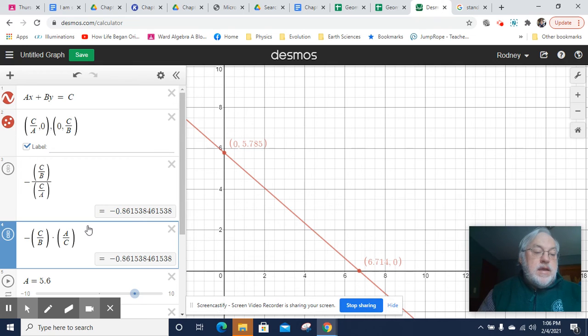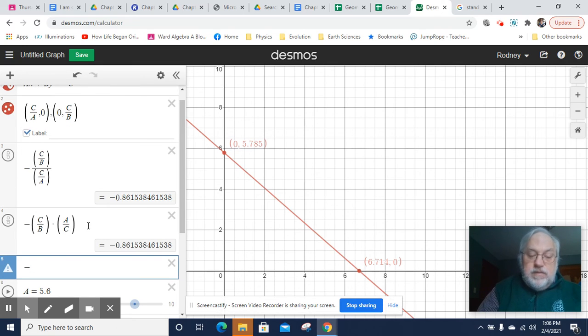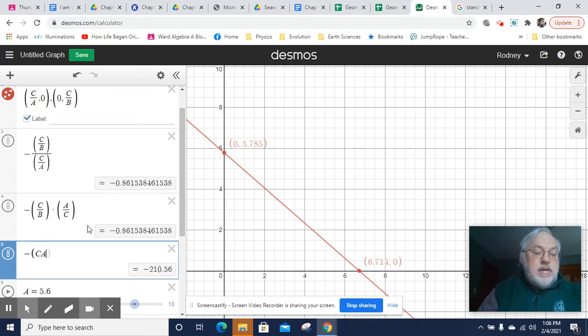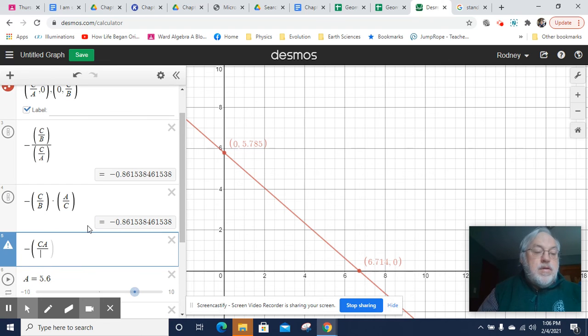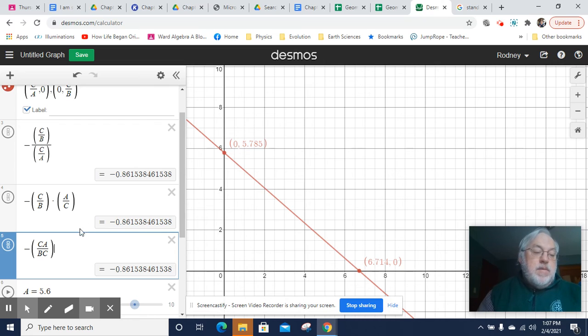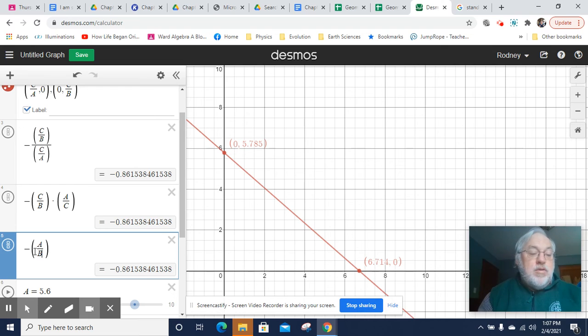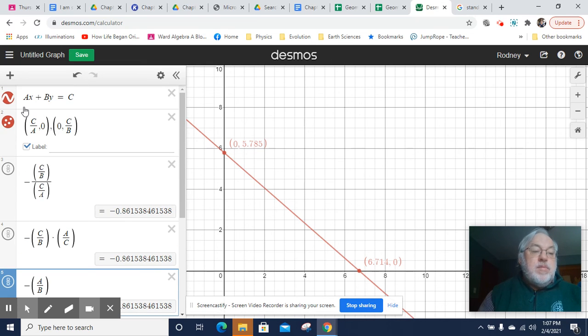And now I can put things together. I've got negative. My numerators are going to multiply times each other, CA. That's going to be over BC, because the denominators will multiply. And now you might notice that the numerator and the denominator both share a common factor, which can be factored out. C goes out, C goes out, and I now have my slope. My slope is going to be negative A over B. So all I have to do to get the slope from a standard form equation is say A over B and take the opposite of that.